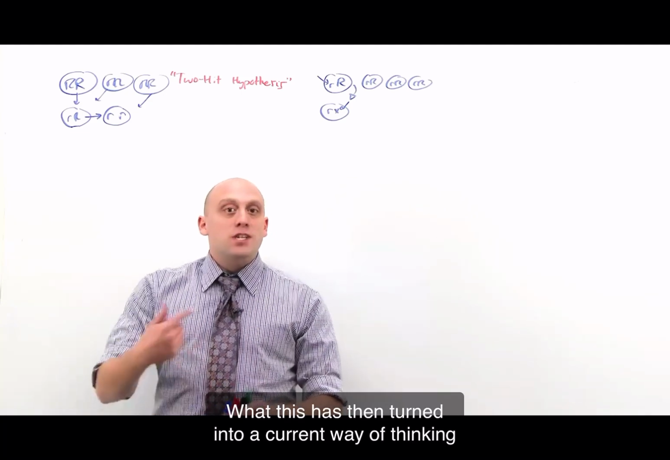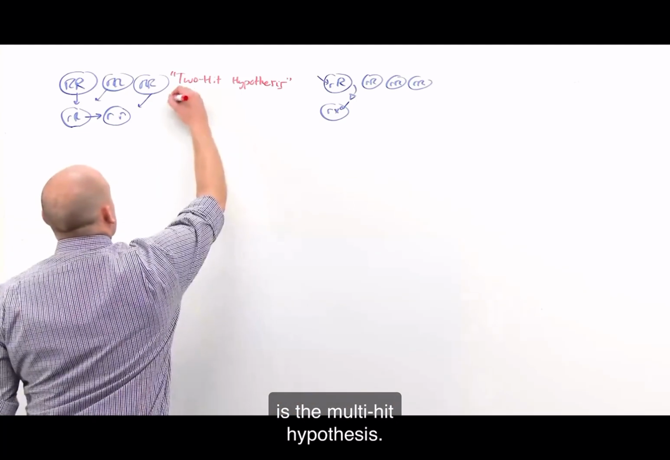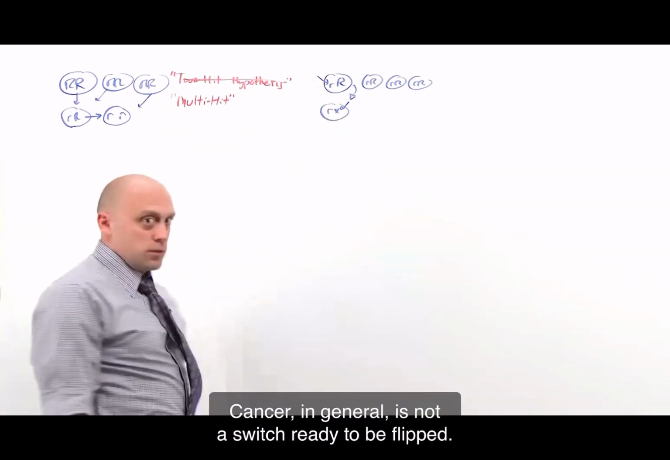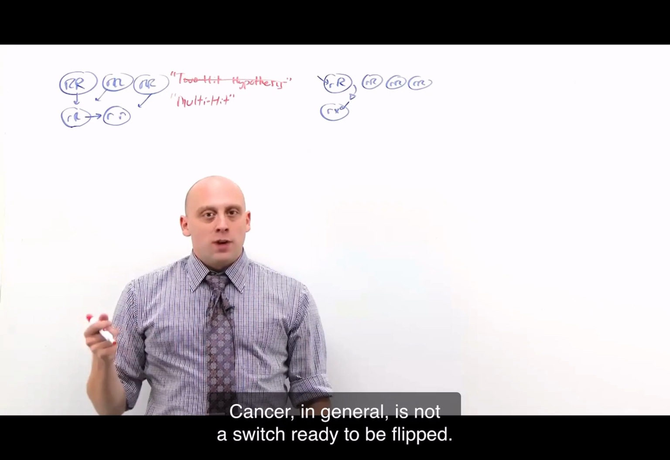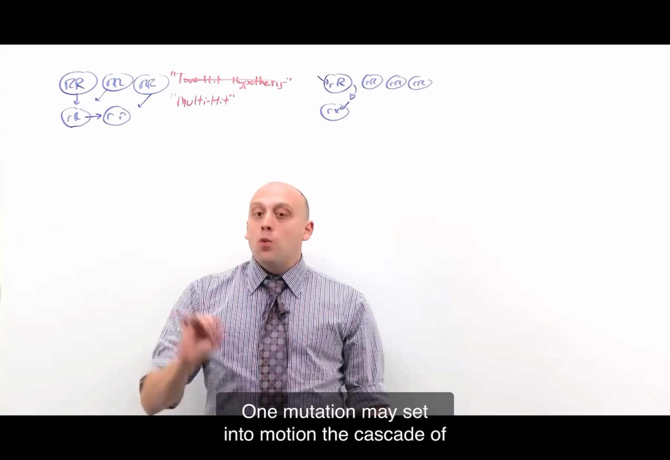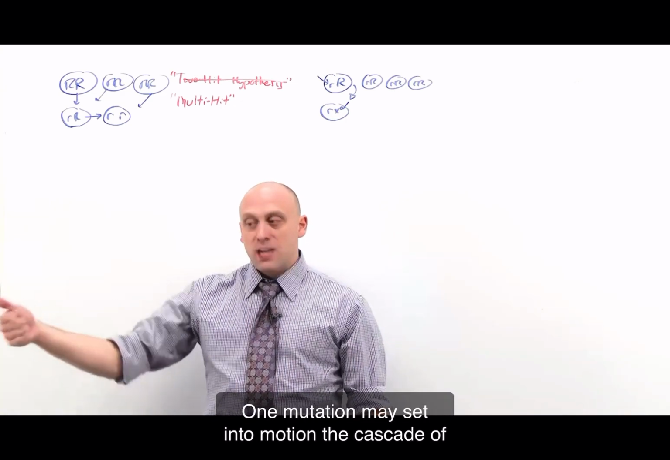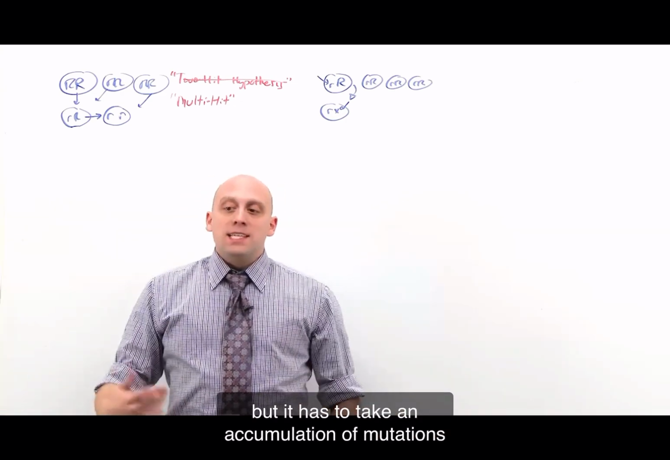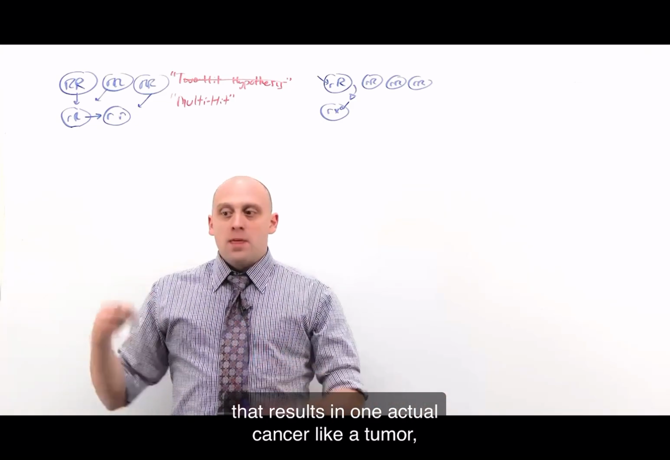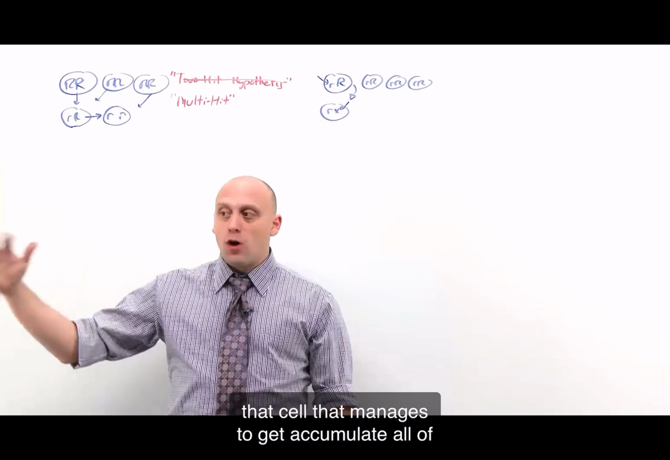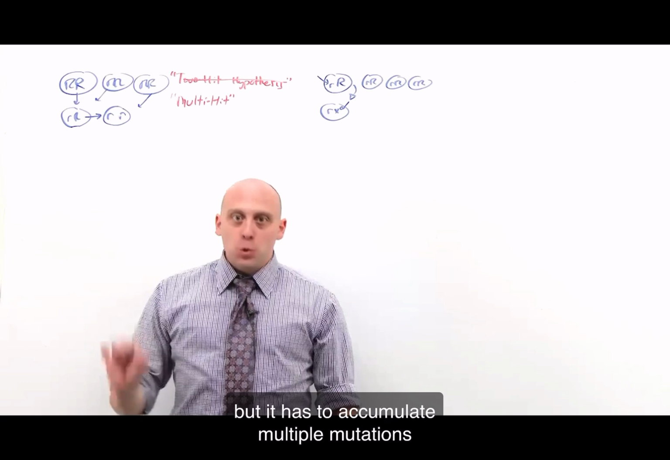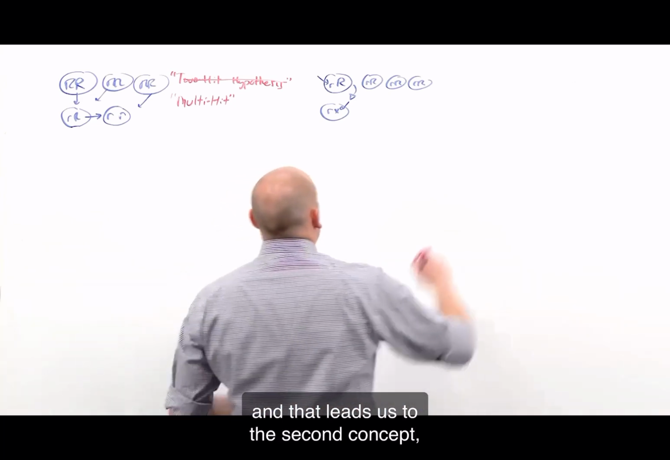What this has then turned into, in a current way of thinking, is the multi-hit hypothesis. Cancer in general is not a switch ready to be flipped. A cell does not go from totally normal to totally malignant with one mutation. One mutation may set into motion the cascade of events that will result in malignancy, but it has to take an accumulation of mutations that results in one actual cancer, like a tumor. That cell that manages to accumulate all of those mutations can eventually become a cancer, but it has to accumulate multiple mutations. And that leads us to the second concept, which is the stem cell theory.